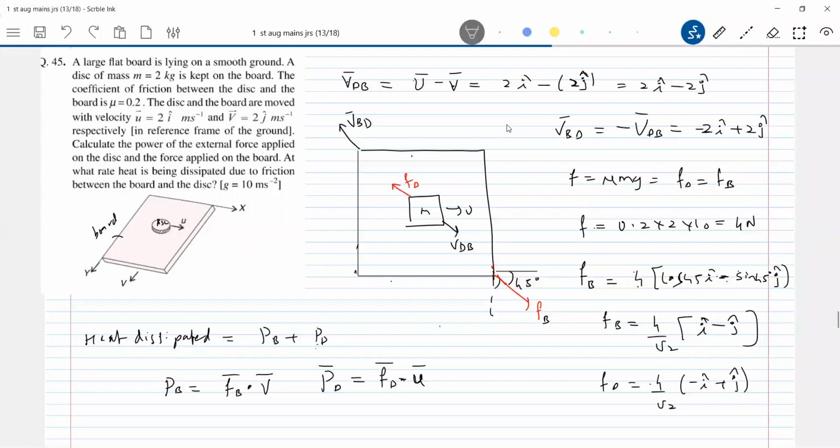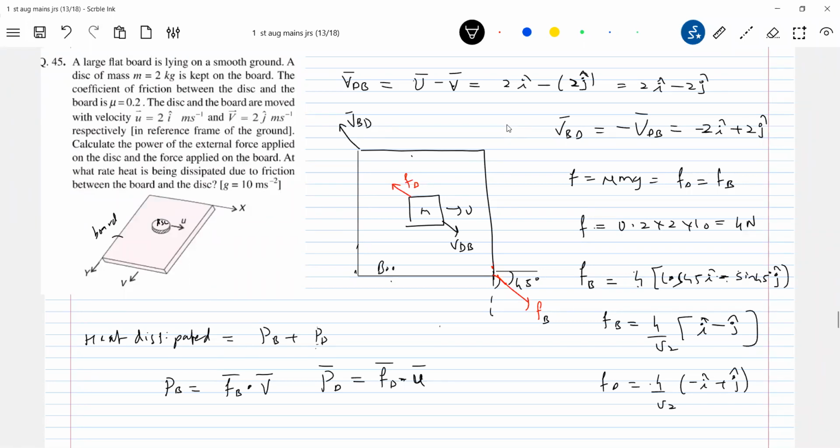What is the velocity of the disk? The velocity of the disk is U, no? And the velocity of the board is V. So take help of this. Like this, we'll get the power. So check this value, calculate. You know the angle between FB and V, and the angle between FD and U. So we'll get this. This is about the heat dissipated. At what rate is heat dissipated? Rate of heat dissipated is nothing but the power that is being asked.